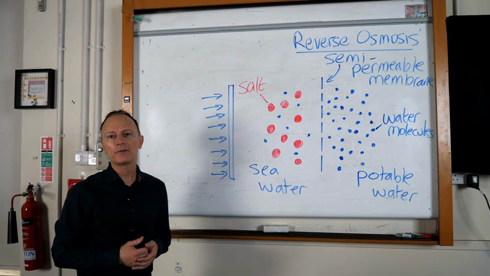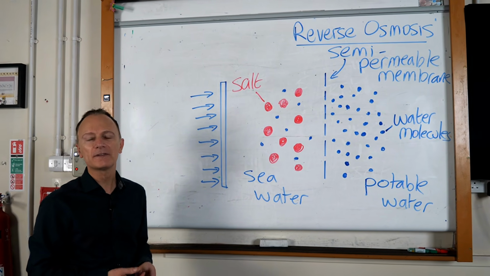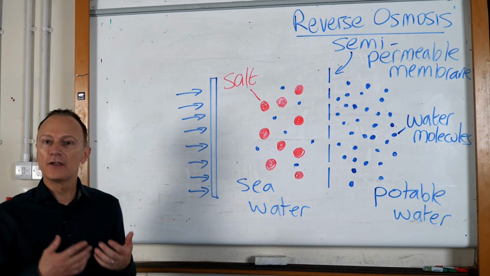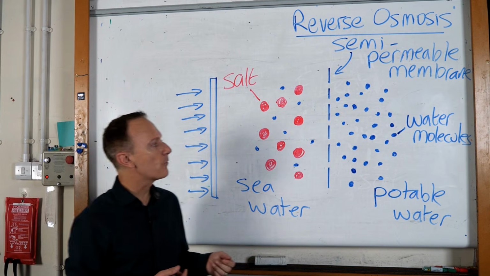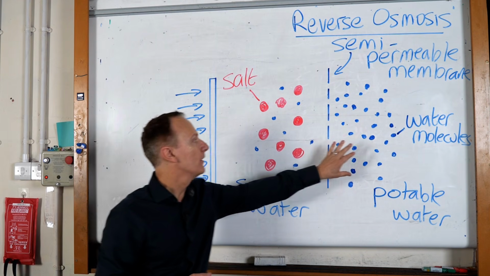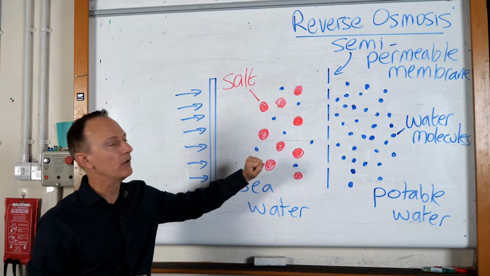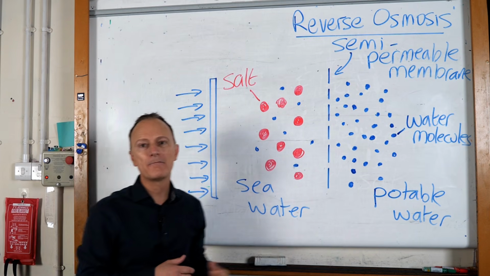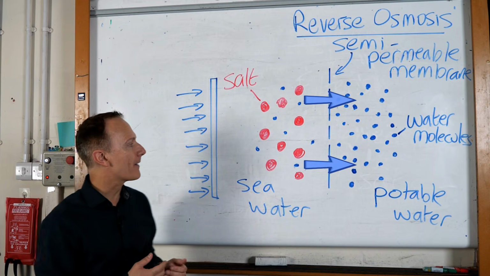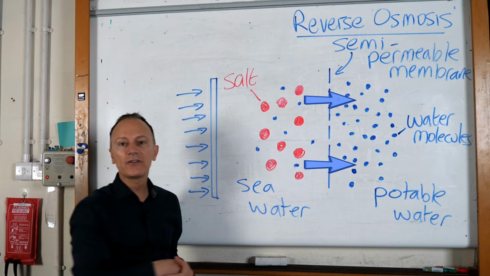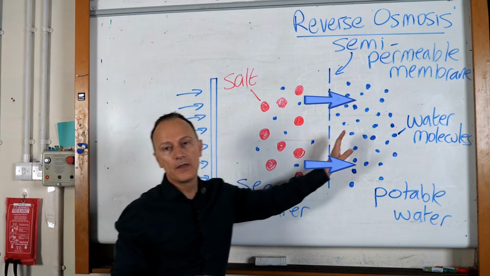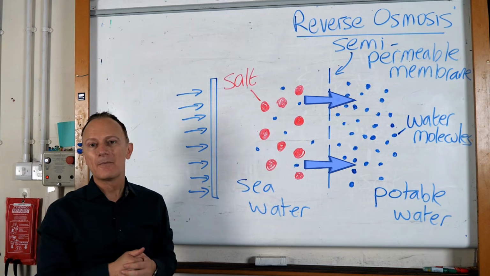The second way of getting potable water from seawater or salty water is to use a process called reverse osmosis. Well, you know from biology that normal osmosis involves the movement of water molecules from an area of high concentration of water molecules to a low concentration of water molecules across a semi-permeable membrane. Well, no surprise, in reverse osmosis, the water molecules move the other way, from an area of low concentration of water molecules, in other words, the seawater or the salt solution, to the potable water. And we achieve this by high pressure.